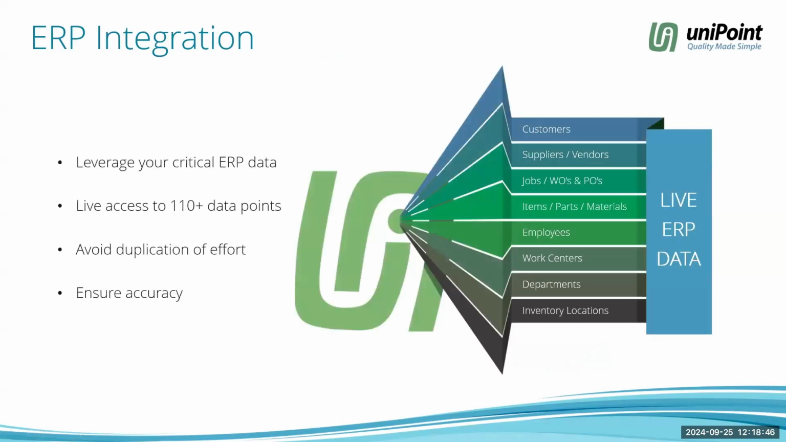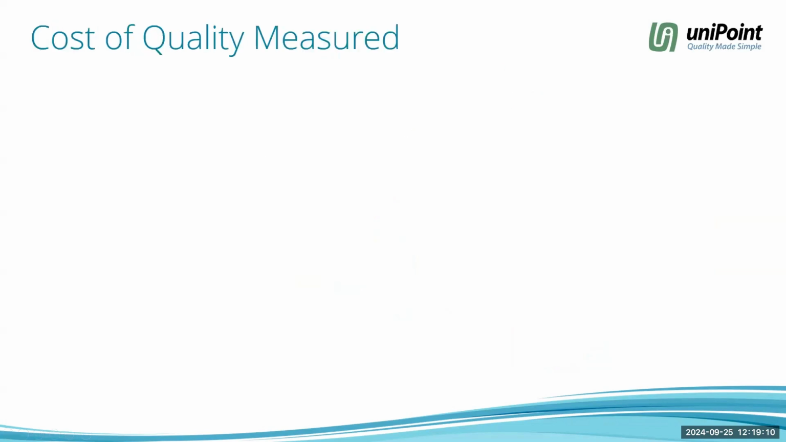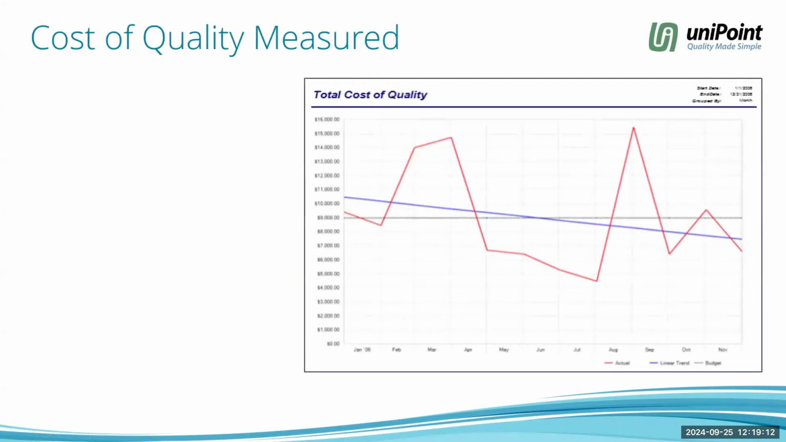The ERP integration that we're pulling in is over 110 individual data points. These are the big buckets of data. So your customers, your vendors, all of your work orders and jobs and so on, your parts list, all of your employees, whether they're quality related employees or not, we pull them in from Sage, all of your work centers and so on. So all told, over 110 data points, but these are the big buckets. I'm going to get through these slides here because I want to show you the actual product.